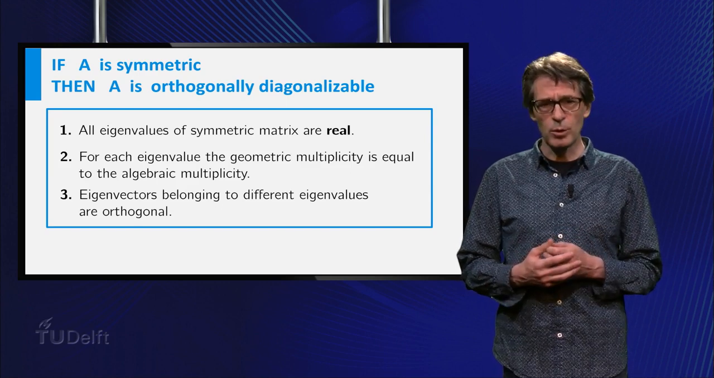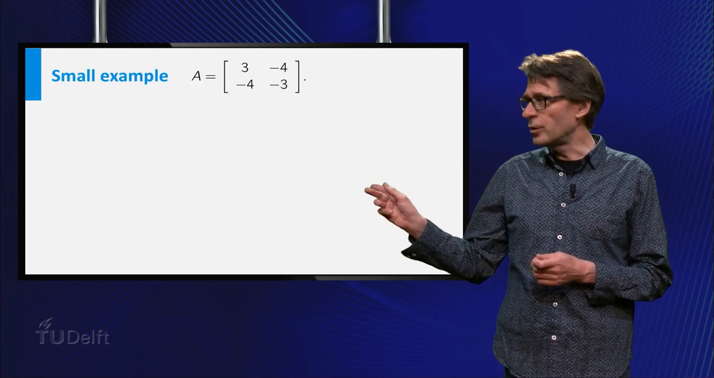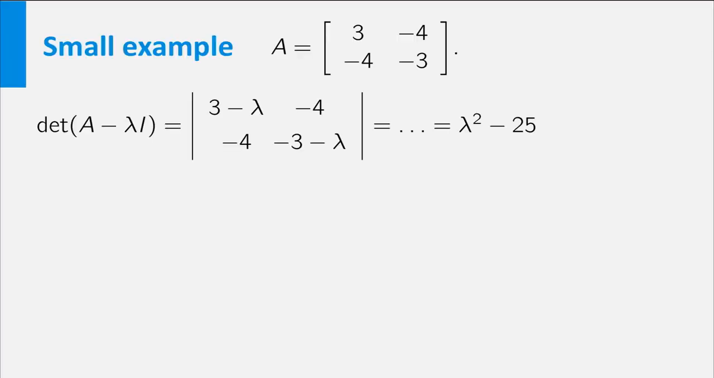Let's have a look at a small example first. The matrix A, shown here, is symmetric. Its characteristic polynomial equals lambda squared minus 25, and from this you can already conclude that A is diagonalisable. Namely, A has two eigenvalues, plus 5 and minus 5, which give two independent eigenvectors, and these form a basis of eigenvectors.